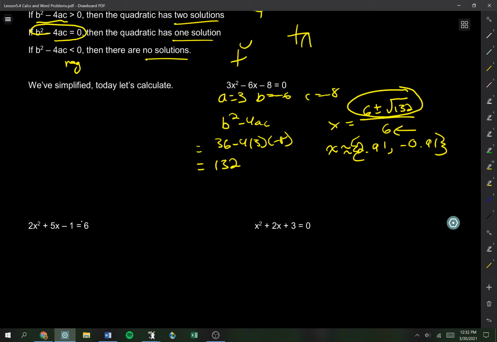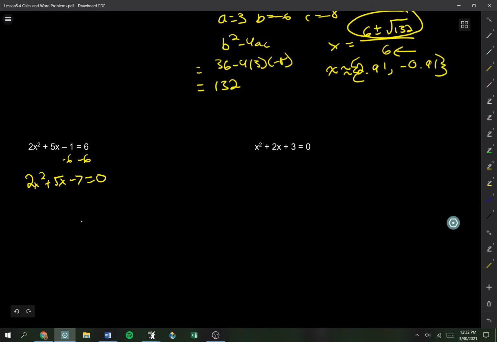So I've got a couple more here that I'll do real quick just to kind of show how this can work. The quadratic formula only works if you're equal to 0. So make it equal 0. Subtract 6 from both sides. Now, my a value is 2, my b value is 5, my c value is negative 7.